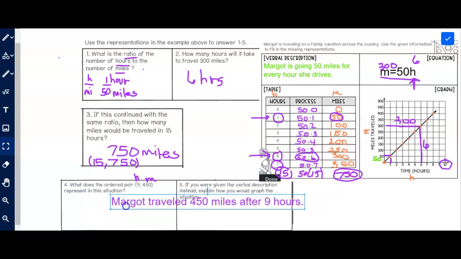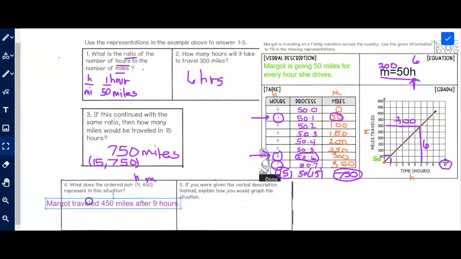So it's an equivalent ratio for 50 to 1, but she drove 9 hours, scale factor of 9. 50 times 9 is 450, and 9 times 1 hour is 9 hours. So we're creating these equivalent fractions.